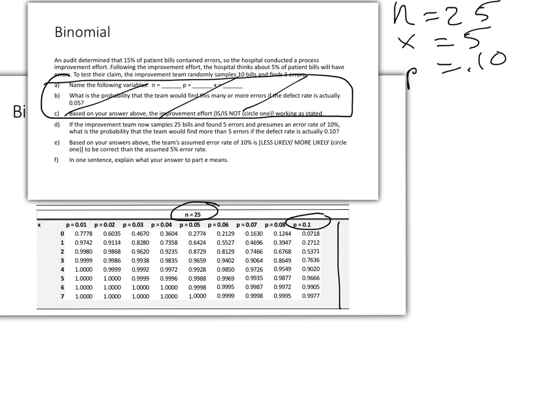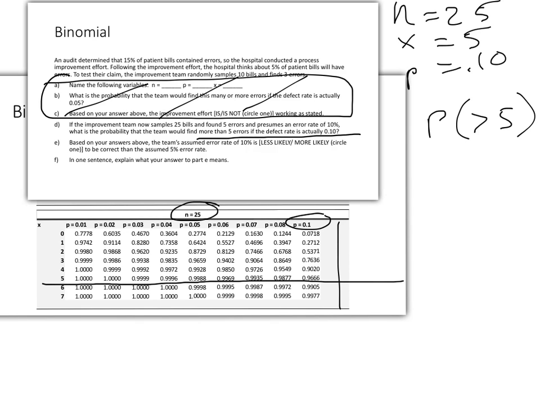Now let's look here. They say if the improvement team now samples 25 bills and found 5 errors, rate of 10%, what is the probability that the team would find more than 5 errors if the error rate is actually 10%? Okay. So more than 5 would be 6 or more. So our cut line is going to be there.